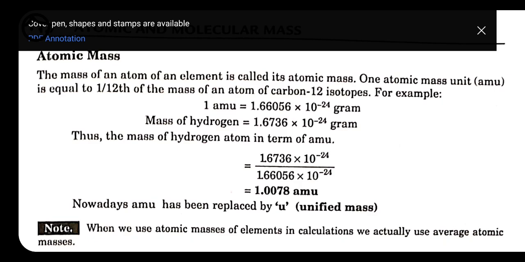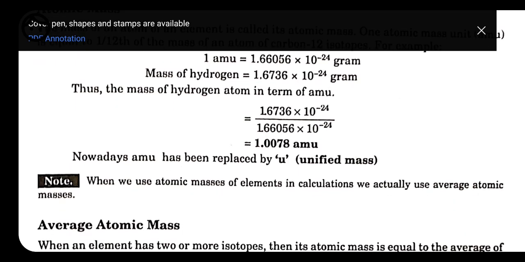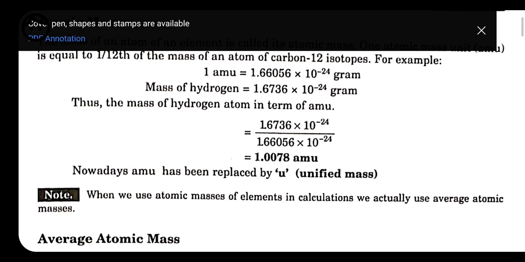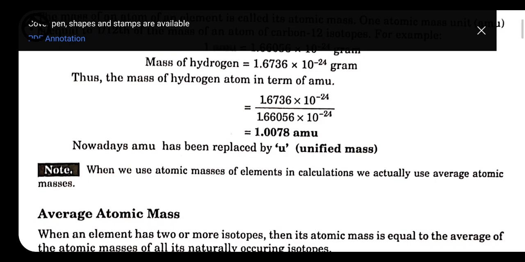We know that the mass of hydrogen is actually what? 1, because in 1.0078, this 0078 we can avoid because the amount is very small. That's why we are taking the mass of hydrogen as only 1. Nowadays this AMU unit has been replaced by U only. We write only U in place of AMU. This is called atomic mass, the mass of a single atom.